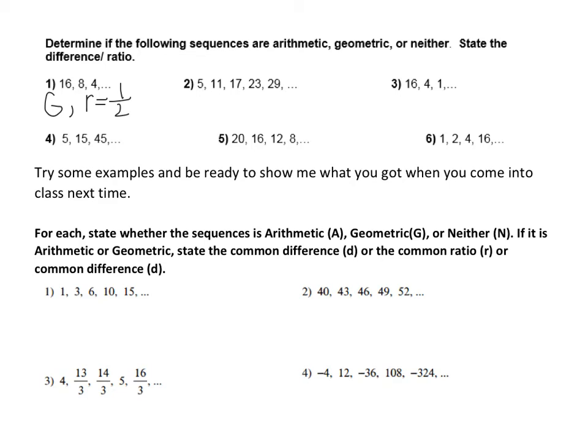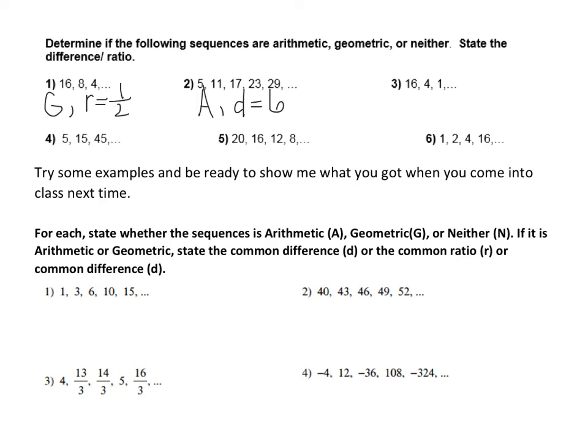5 plus 6 in number 2 gives you 11. Does 11 plus 6 give you 17? And 17 plus 6 give you 23? And 23 plus 6 give you 29? It does, so this one's arithmetic. The common difference being positive 6.